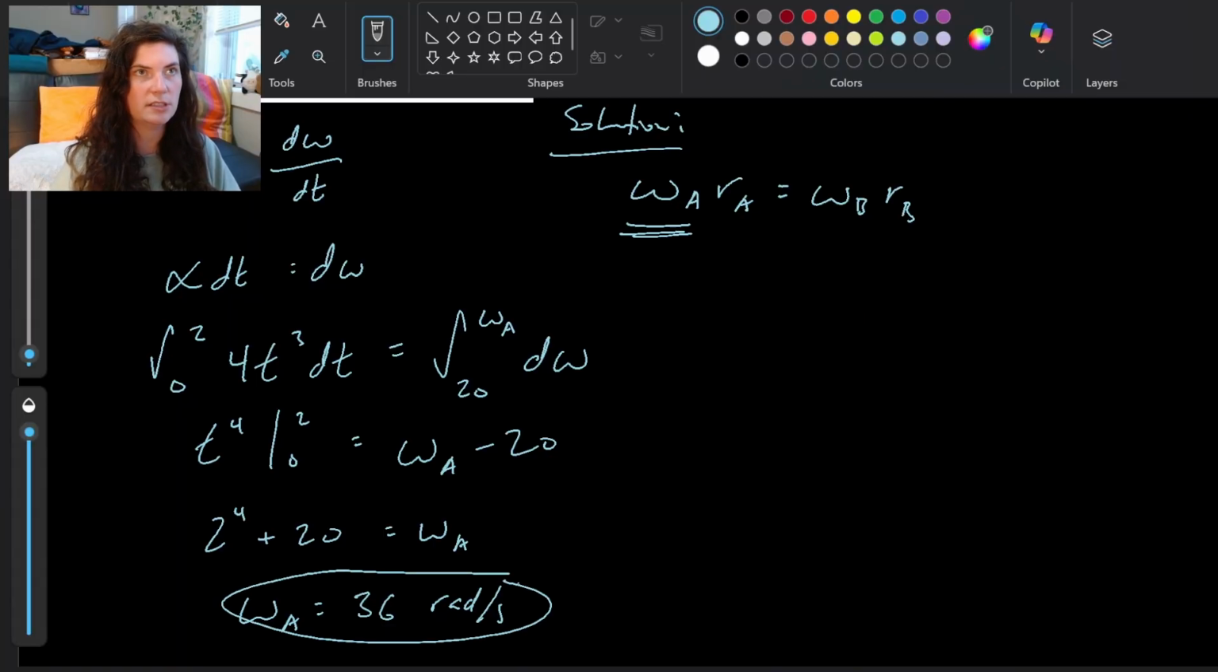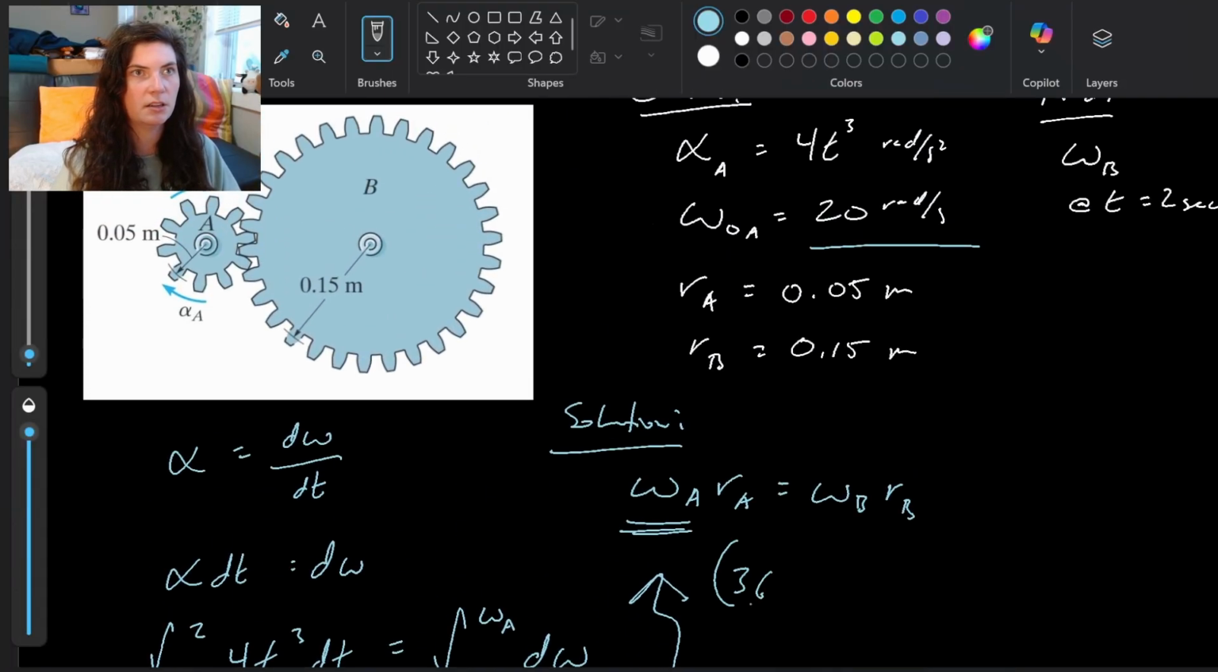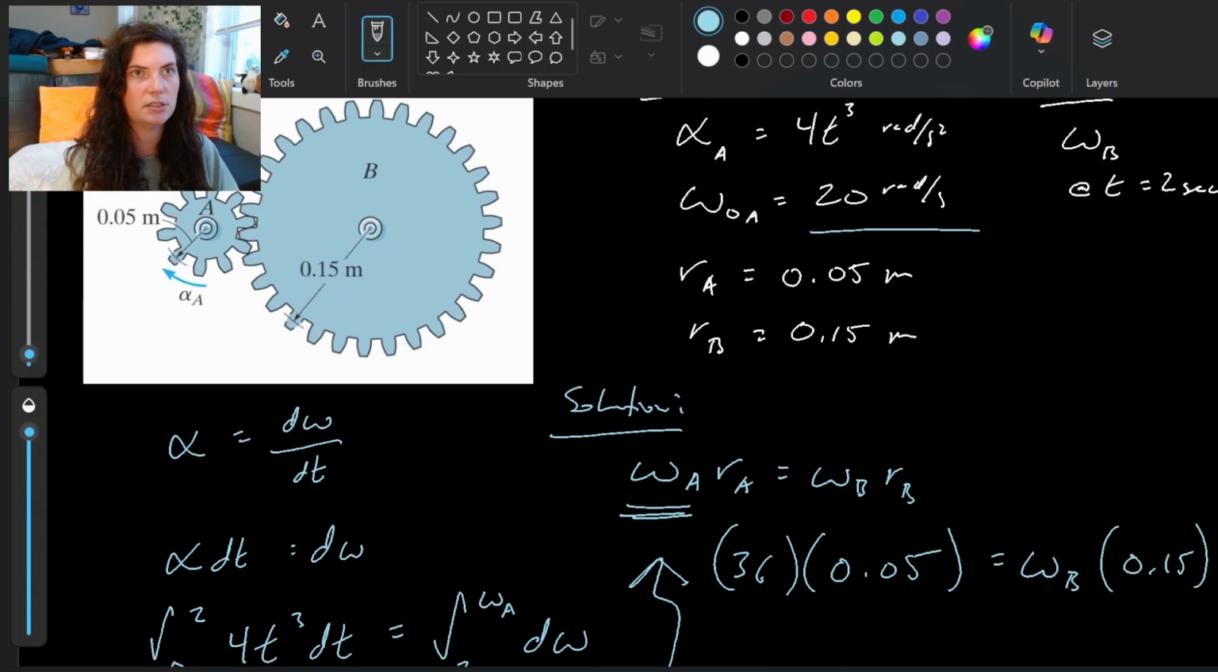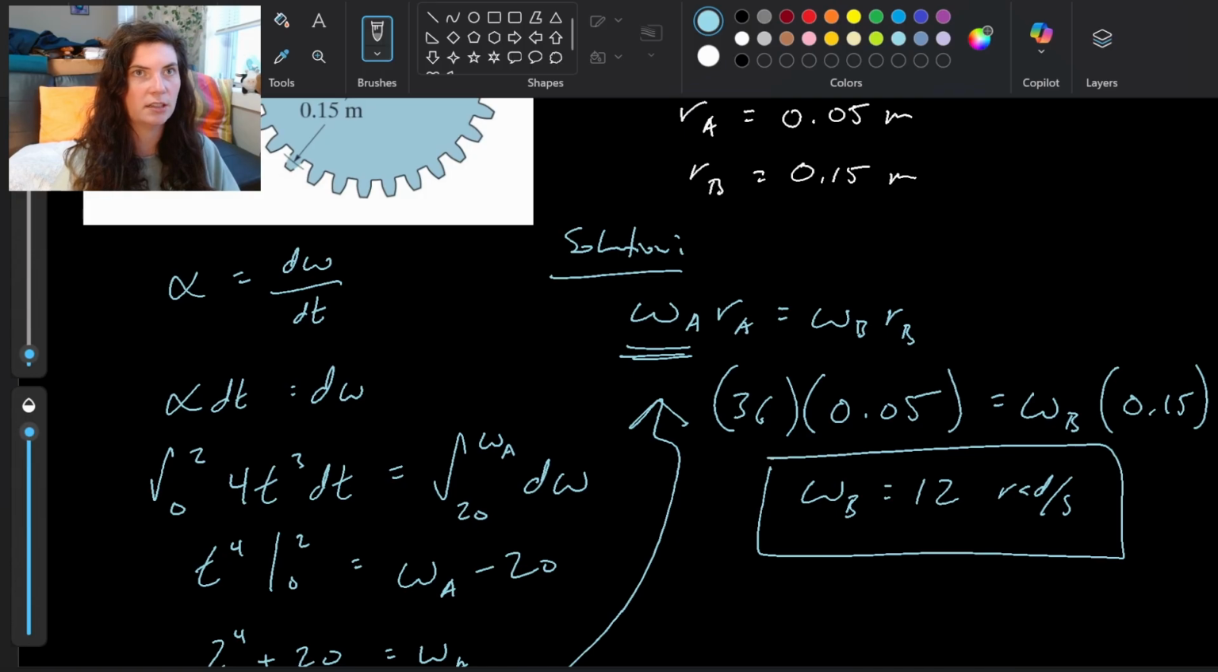So this value is the value that's going to go into my relationship up here. And now I can plug in all the values that I know for that. So that's my 36 radians per second times the radius of A, 0.05, equals angular velocity of B times the radius of B, which is 0.15 meters. And if I plug that into a calculator, I get my angular velocity of B is 12 radians per second.